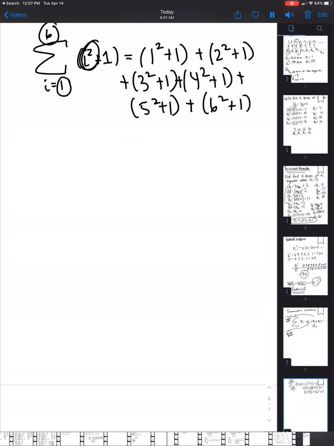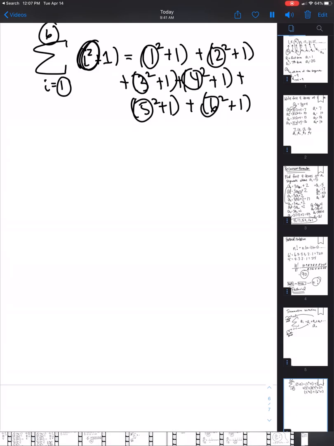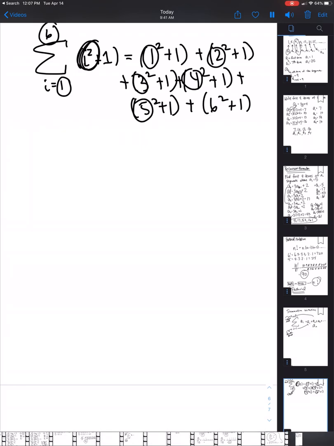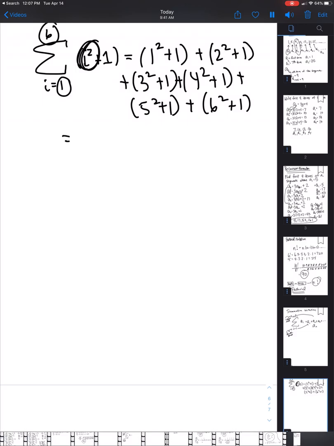Okay, so I just plugged in 1, 2, 3, 4, 5, 6. Start at 1, end at 6. If it said 10, I would keep going: 7 squared plus 1, 8 squared plus 1, 9 squared plus 1, 10 squared plus 1. All right, so then I'm going to add them all together.